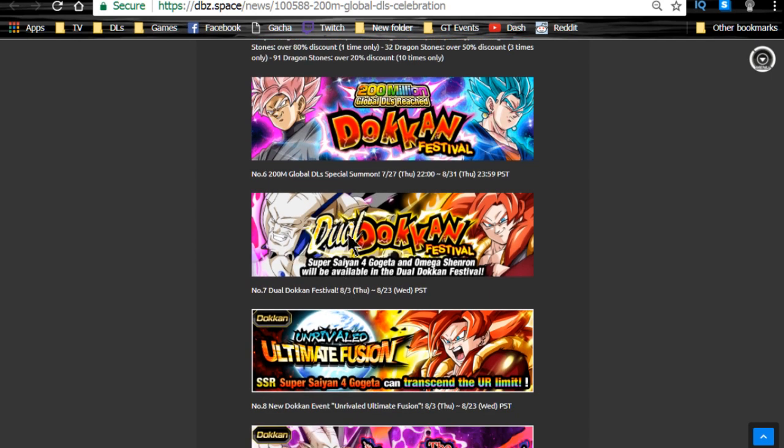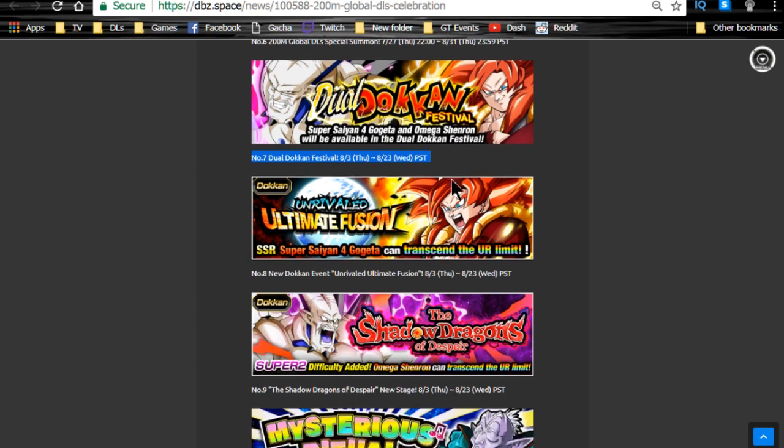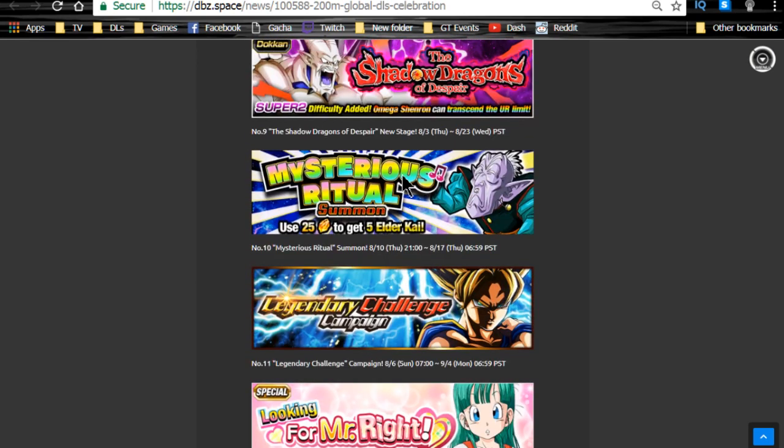Then we have the Dual Dokkan Fest for the Super Saiyan 4 Gogeta and the Omega Shenron. Really looking forward to that, actually. I want to get all the information about it. Number 8 and number 9 are their individual events. Number 10, finally, guys, we're getting another Elder Kai. And it's only 25 Dragon Stones to get 5 Elder Kais. Kind of wish it was 50 Dragon Stones for 10 Elder Kais.